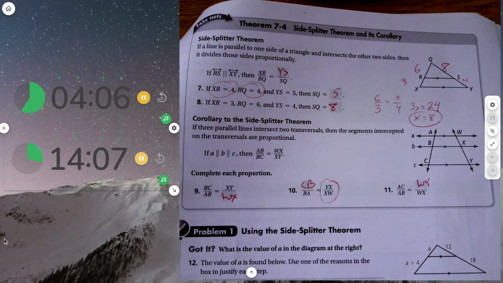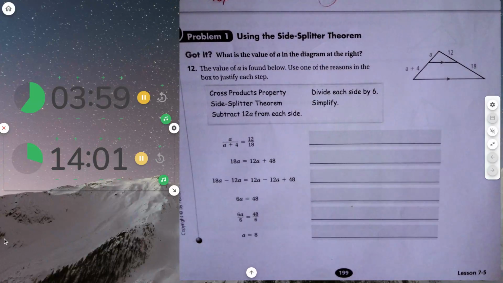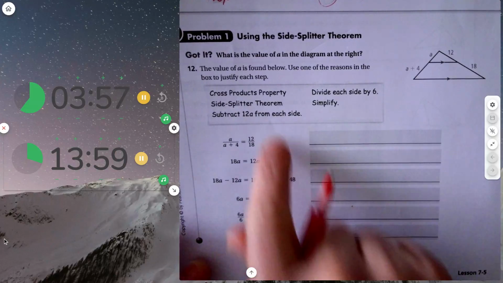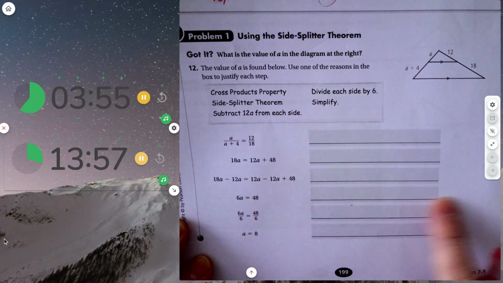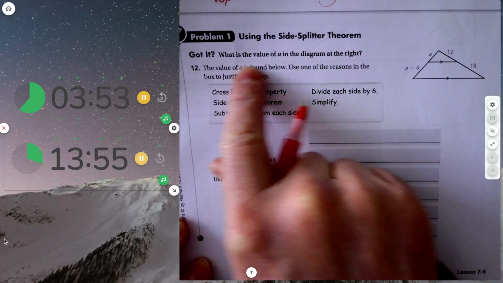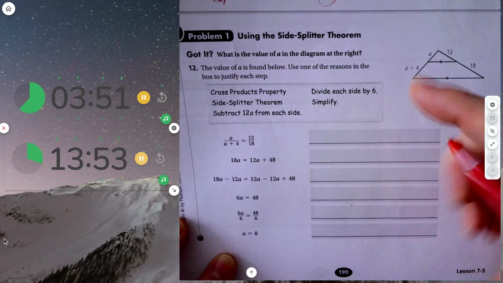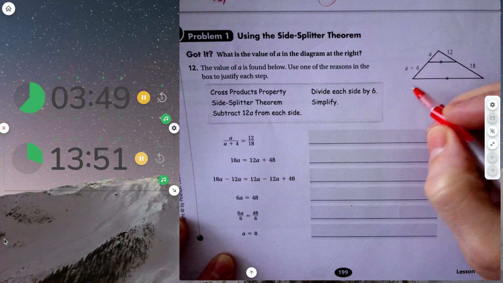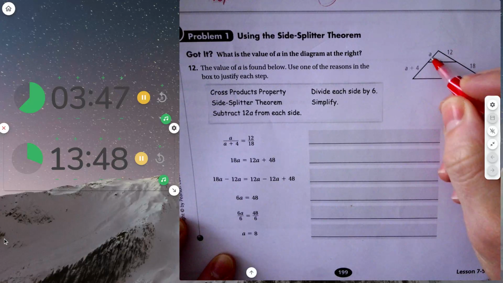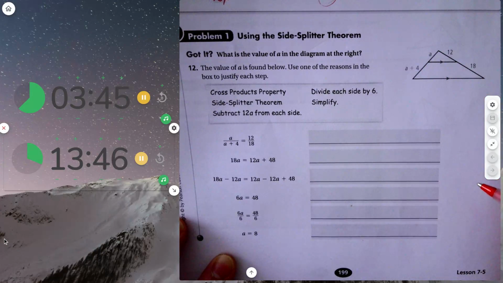Okay, so using the side splitter theorem, we're just going to fill in the proof. What is the value of A? You could do this a couple of different ways. Use the reasons in the box to justify each step.